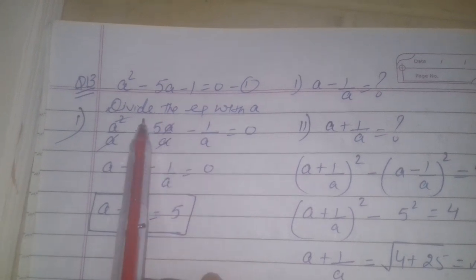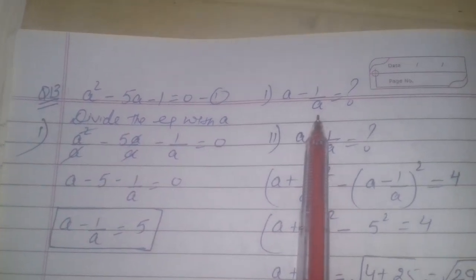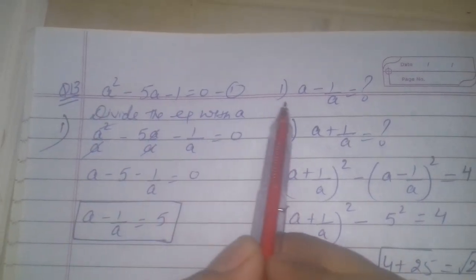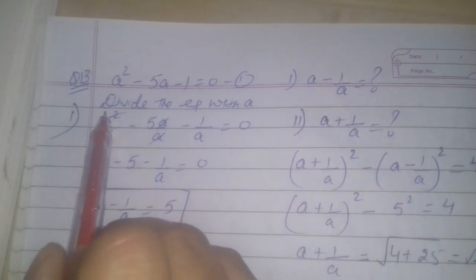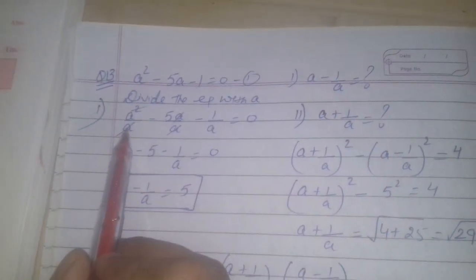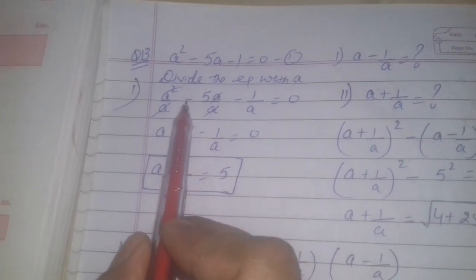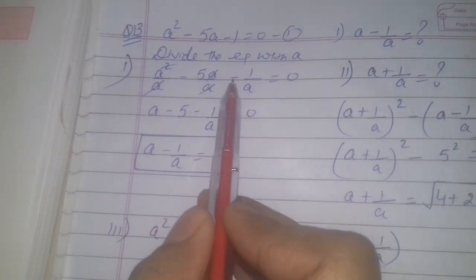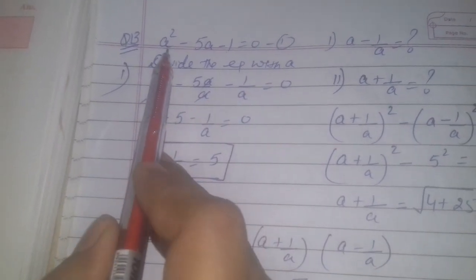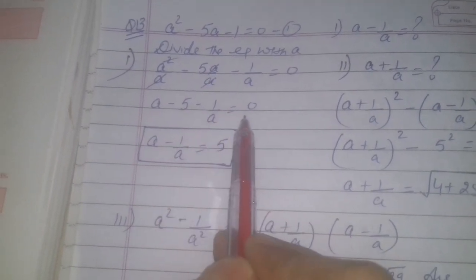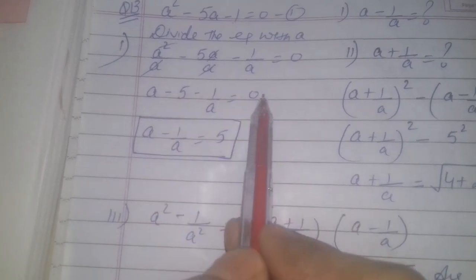13th question, you are given this expression and you are asked to find a minus 1 over a. So children, you can see here a is not there in the denominator. So in order to find this, first of all what I'll do in this case, divide the equation with a. When you will divide, what will you get? A square over a, minus 5a upon a, minus 1 over a is equal to 0. When you will divide each term with a, you will get a minus 5. This will get cancelled. Minus 1 over a is equal to 0. So transpose 5 this side.